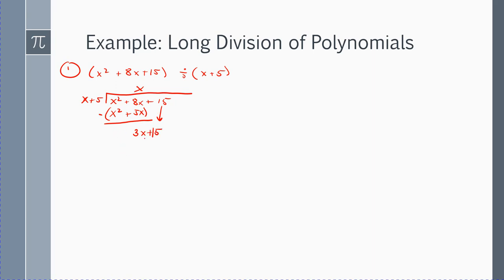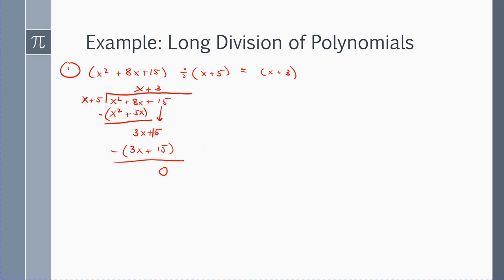So then you start over. You're going to take 3x and divide it by x. Or basically another way you're going to look at it is to say, what am I going to multiply x by to get 3x? You're going to multiply by 3. So 3 times x gets me 3x. 3 times 5 gets me 15. And then when I subtract it away, 3x minus 3x is 0. 15 minus 15 is 0. So this right here gets me x plus 3.